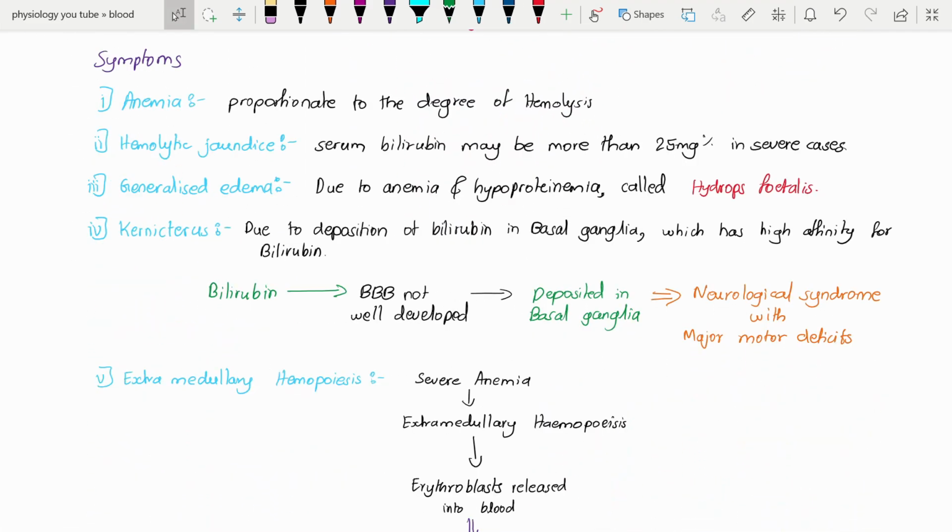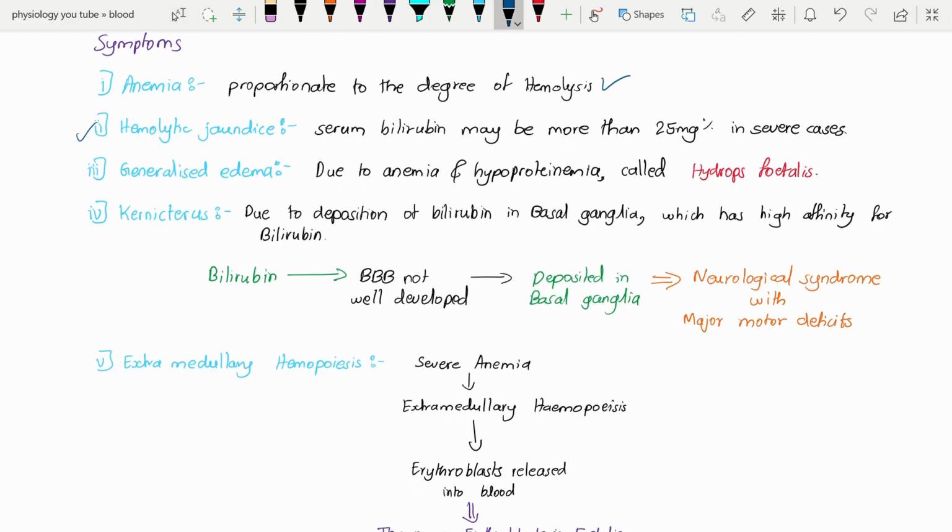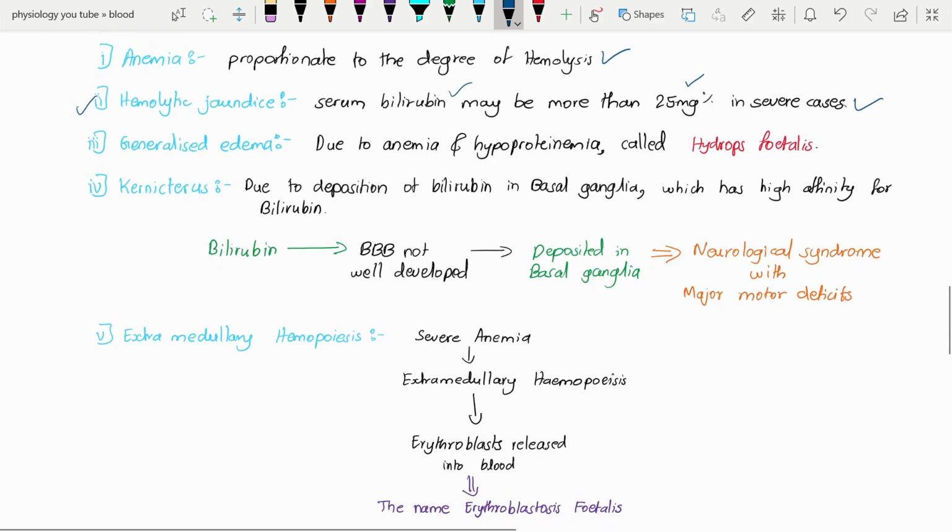So what are the symptoms of erythroblastosis fetalis? Firstly, the anemia, and this is proportionate to the degree of the hemolysis. When there is a greater amount of hemolysis, the anemia is greater. And hemolytic jaundice: as you know, when there is rupture of the RBC, hemoglobin is released and metabolized to bilirubin, and this bilirubin may be more than 25 mg% in severe cases.